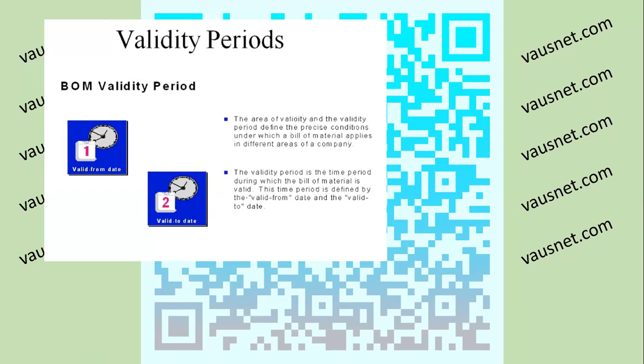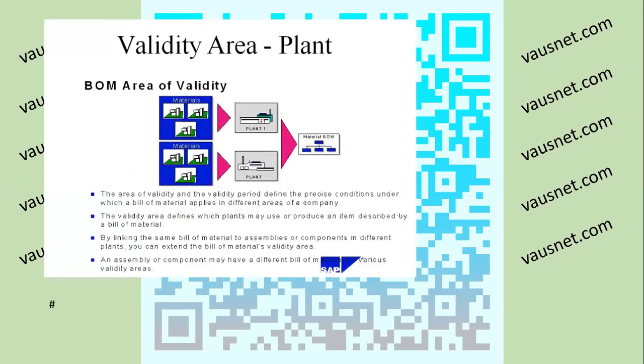Validity area is nothing but the plant. Some materials will be made at one location, and some materials will be made at another location, and that will be comprised in the material BOM. The validity area and the validity period define the precise conditions under which a bill of material applies in different areas of a company.